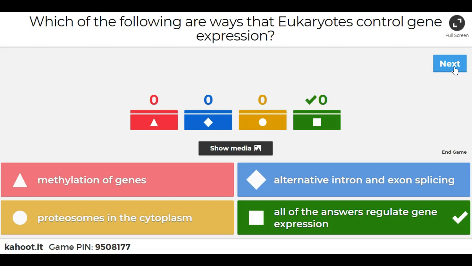We have alternative intron and exon splicing. We have proteasomes, remember, which are enzymes that cut up RNA in the cytoplasm. So eukaryotes have a variety of ways to control gene expression. You'll need to be familiar with each of these.